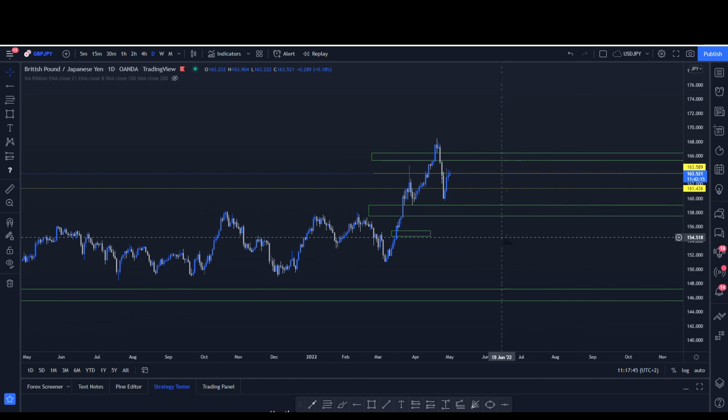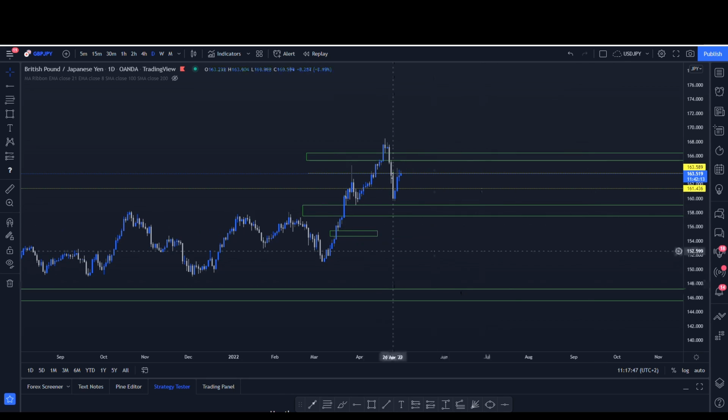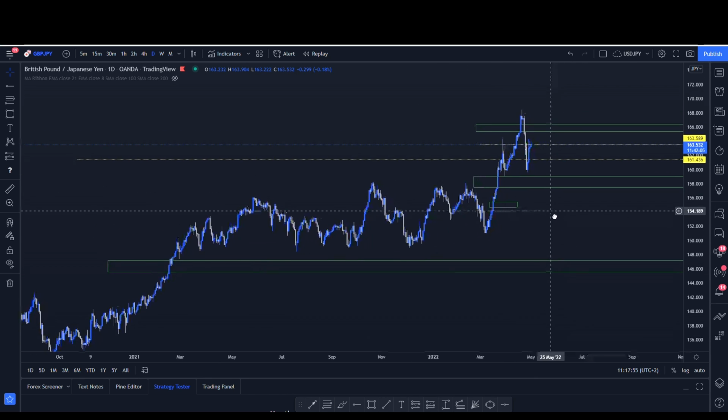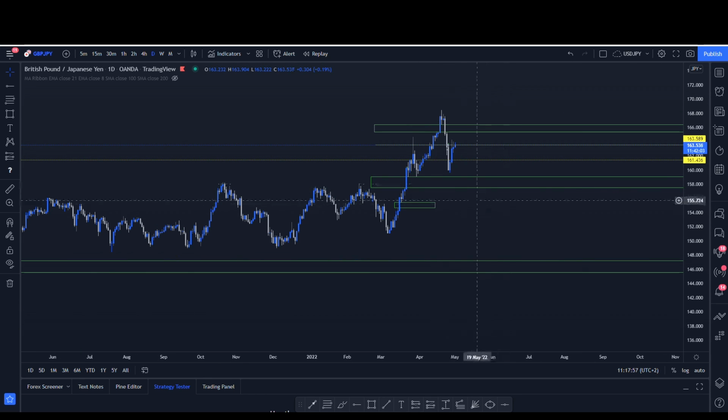Nonetheless, we're going to have a look at GBPJPY, a quick one at this one, and then we're going to look at EURUSD and the Nasdaq, right? So we're going to have a quick squiz at GBPJPY, seeing as it's the first one open.